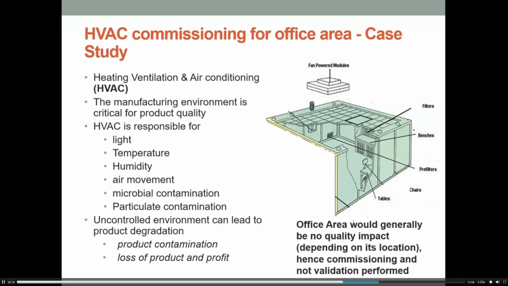HVAC system. An office area would generally be of no quality impact, but it depends on its location. You could have an office area inside a manufacturing suite. But if it's an office area in an admin area where you've got finance people working and it's not connected to a manufacturing plant or a manufacturing area or unit, then it would probably be commissioned and not validated.